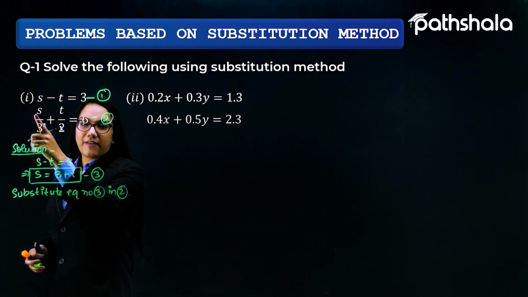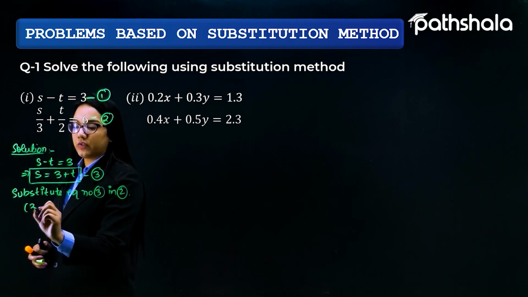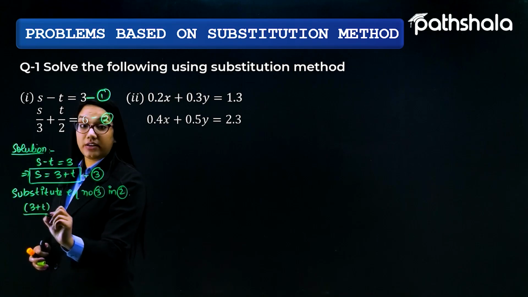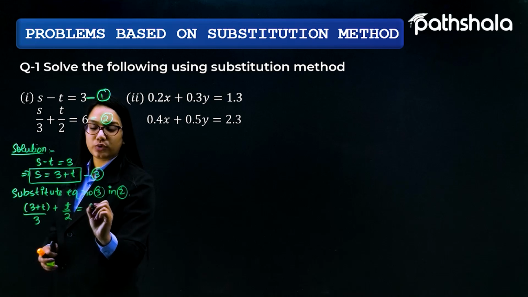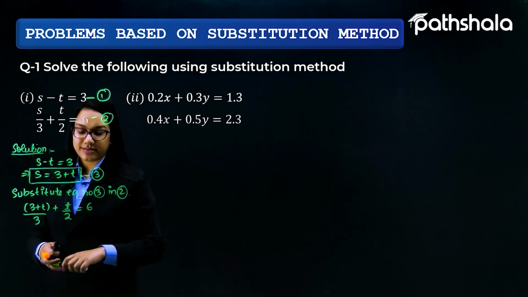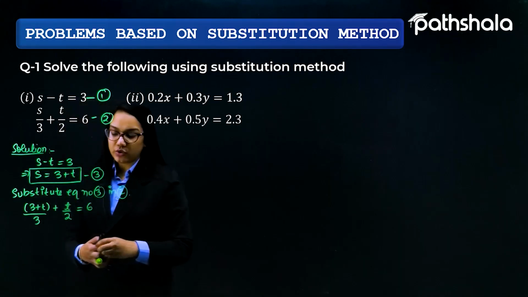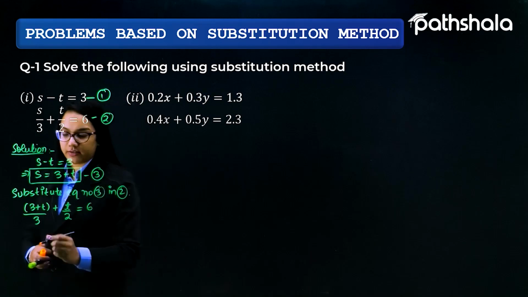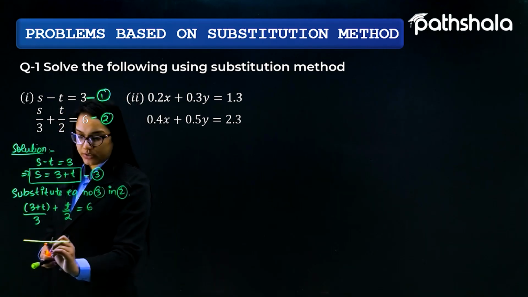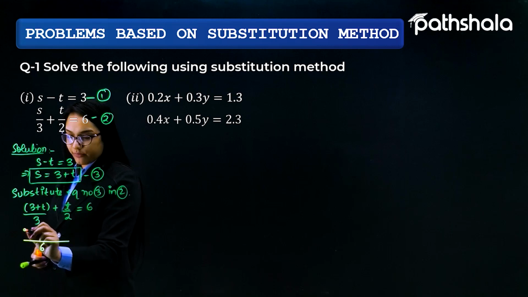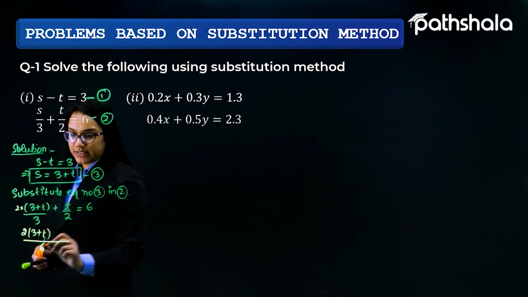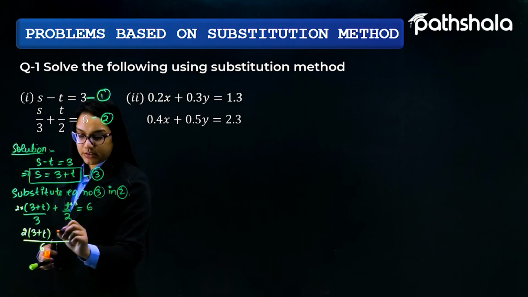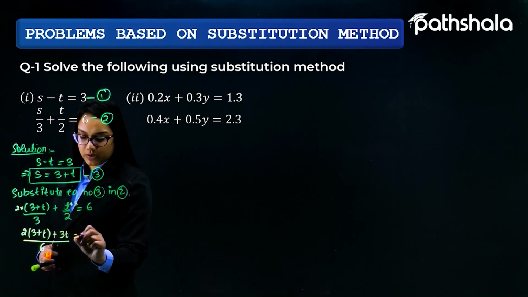As we can see, we have s by 3. Let's substitute s as 3 plus t. So this would be (3 plus t) divided by 3, plus t by 2, which is equal to 6. Now let's take the LCM of this equation. The LCM of 3 and 2 is 6. So this would be of the form 2 into (3 plus t), because 2 gets multiplied with this and 3 gets multiplied with this, plus 3t, which is equal to 6.